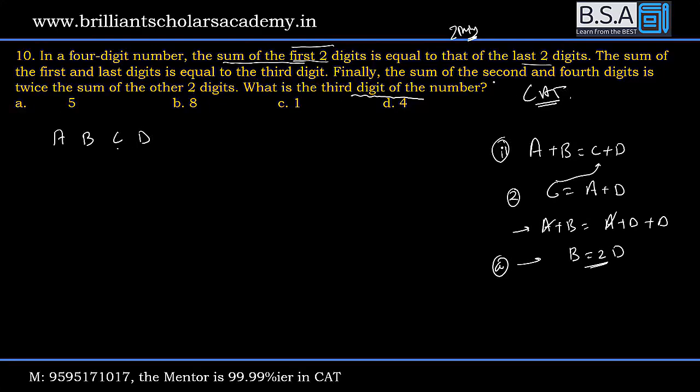Finally, the sum of second digit and fourth digit is equal to twice the sum of other two digits. Second digit B plus D is equal to twice the sum of other digits. Now, what is C equal to? C is equal to A plus D. I can use that idea here. So this becomes 2A plus D, and B becomes 2D.